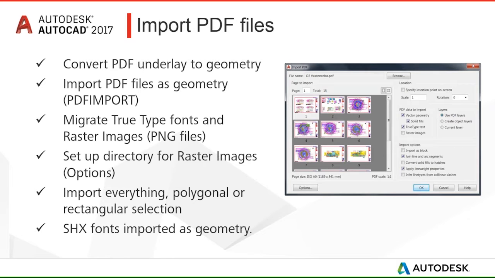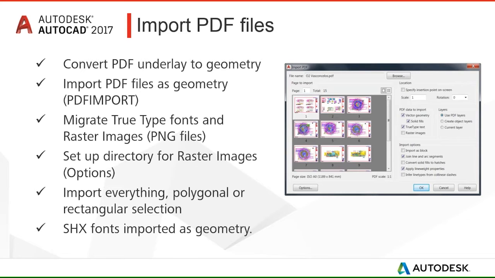Just a few tips about this. It will bring in TrueType fonts and it will recognize them as M-text. Yay, that's good. You can bring in raster images. It will convert them to PNG files, but you do have the ability to tell it which directory you want it to land in. And another piece of information that I think is really important is that if you have a PDF file that has an SHX font in it, it will not come across as text. It won't be able to recognize it as text. You won't be able to edit it like text. It will look great. It will look fantastic, but it will be individual objects like circles and lines.